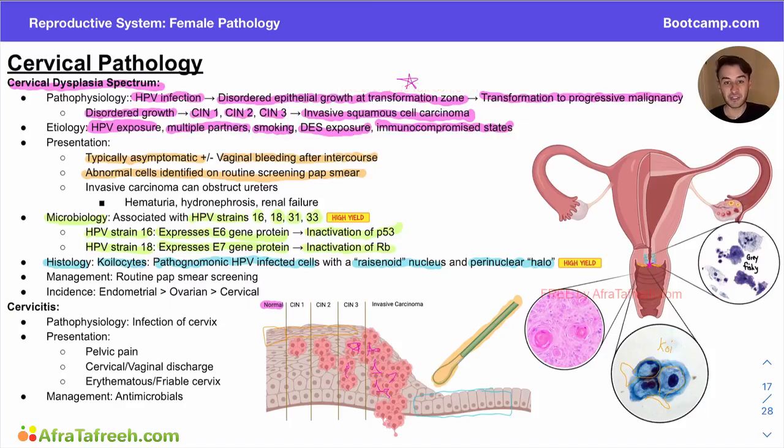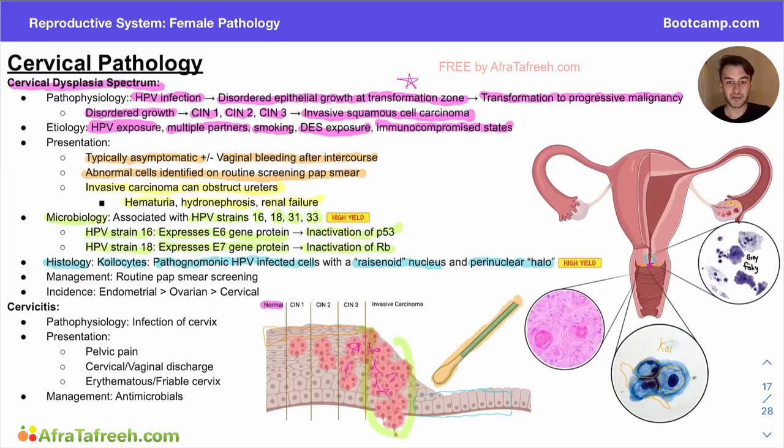What's going to happen eventually when we get down to our invasive carcinoma? The classic presenting feature of invasive carcinoma is going to be urinary complaints. So the invasive carcinoma can obstruct our ureters, and this is going to present with hematuria and hydronephrosis and renal failure. So you may see bumps in creatinine on lab values, or perhaps red blood cells in a urinalysis, or difficulty with emptying the bladder.